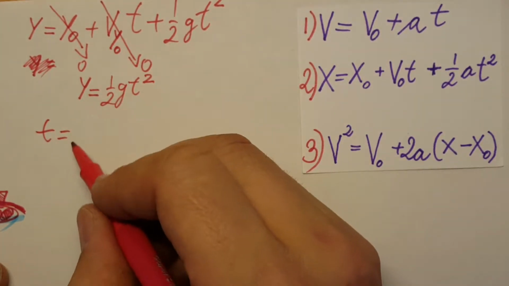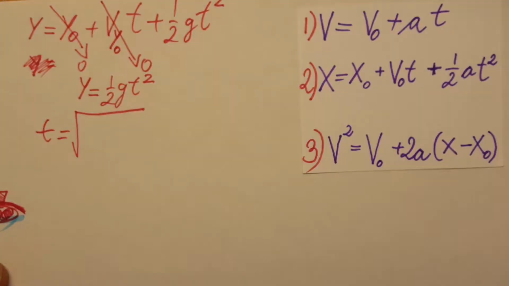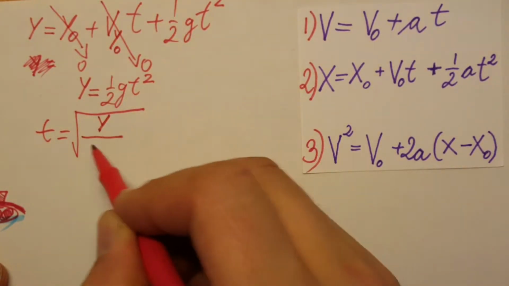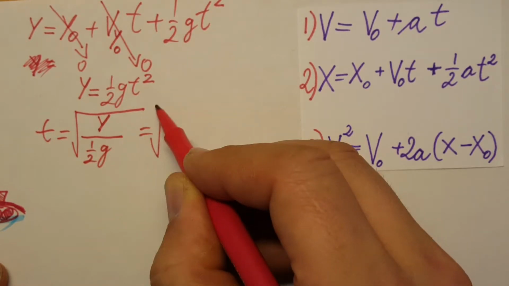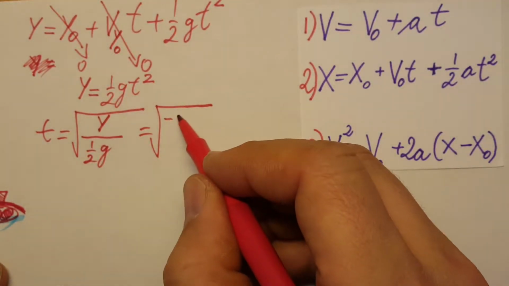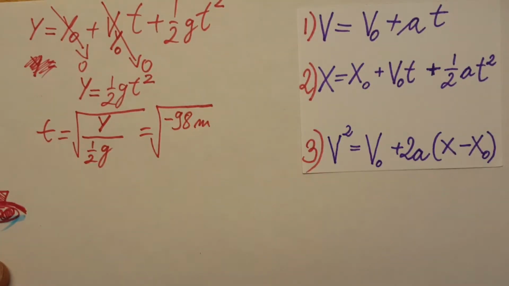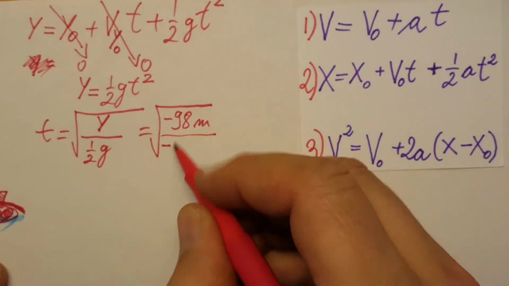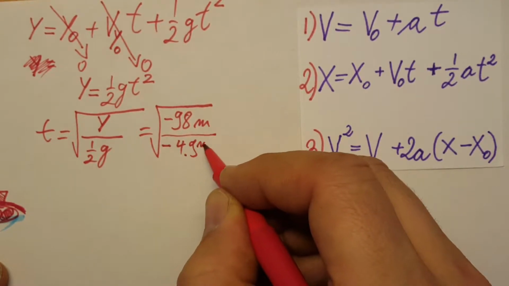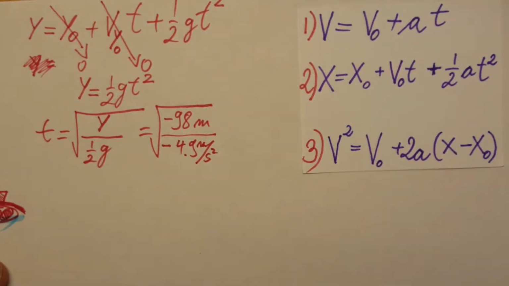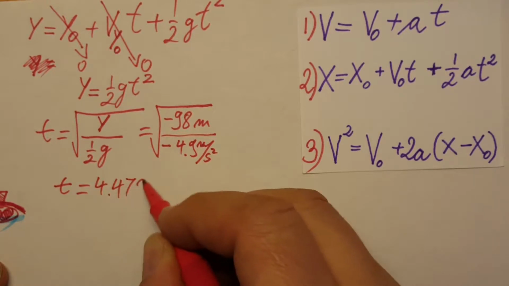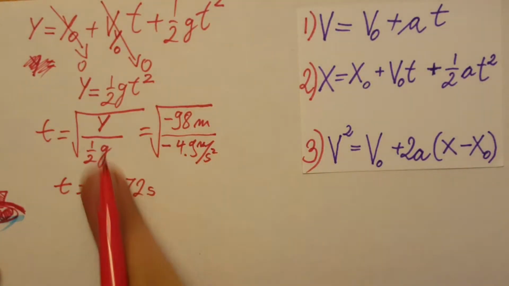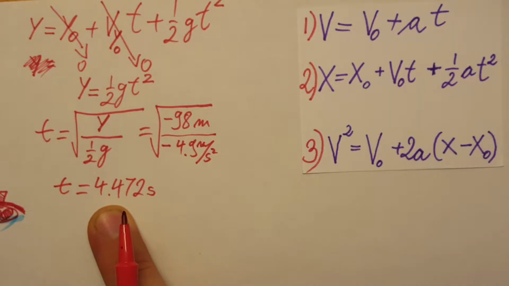t equals the square root of y over 1/2 g. Let's go ahead and plug in. y is negative 98 meters, and over here 1/2 of g we can calculate to be negative 4.9 meters per second squared. With a calculator we can go ahead and calculate this, and we will get 4.472 seconds. Now, we found time, and this will help us to connect to the x dimension, and we're gonna start working there.